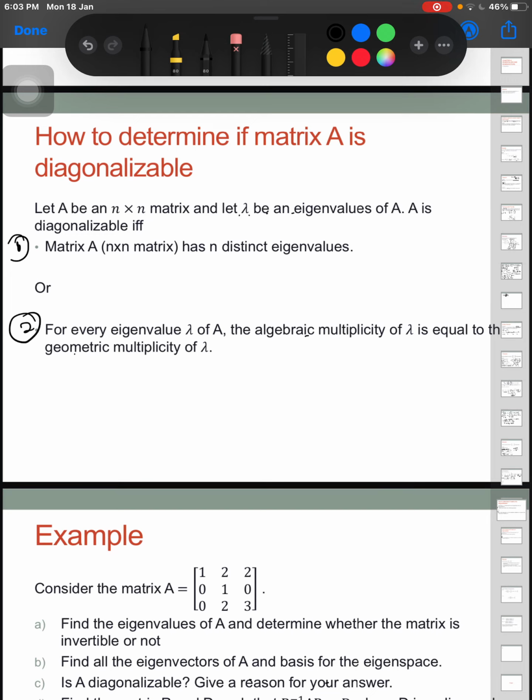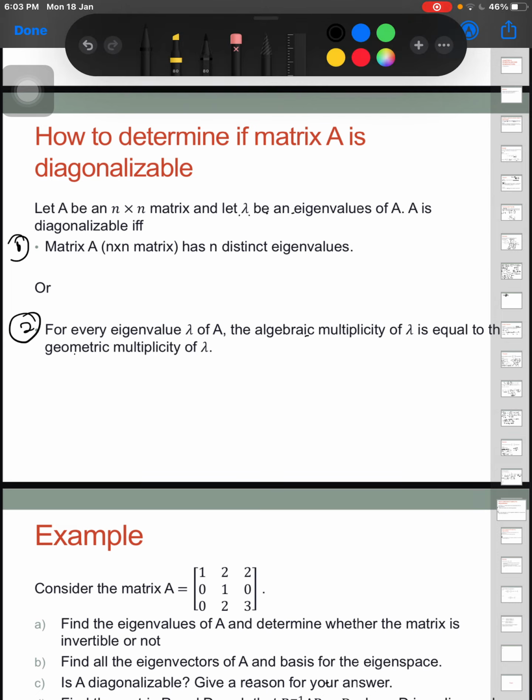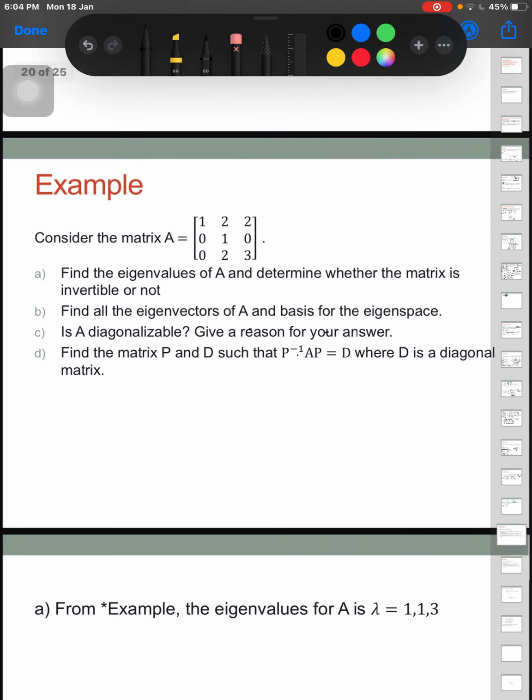Okay, so this matrix A is diagonalizable if and only if matrix A has n distinct eigenvalues. Yang tadi lah, dia ada eigenvalues yang berbeza. And then second, for every eigenvalue lambda. Okay, so kalau kita tak jumpa yang n distinct eigenvalues, katakan dapat yang berulang, so kita pergi ke cara yang kedua. So cara yang kedua, for every eigenvalue lambda of A, the algebraic multiplicity of lambda is equal to the geometric multiplicity of lambda. Okay, so example here.